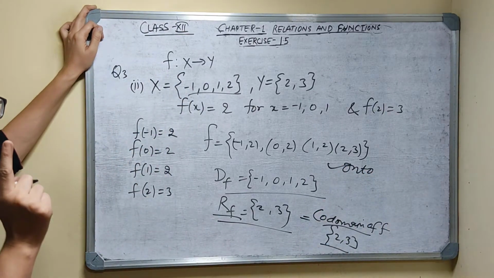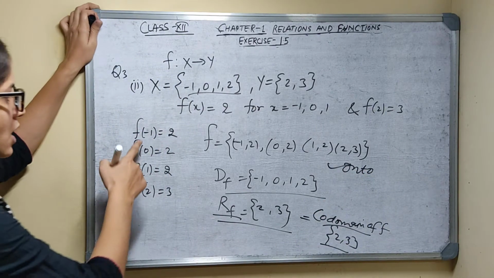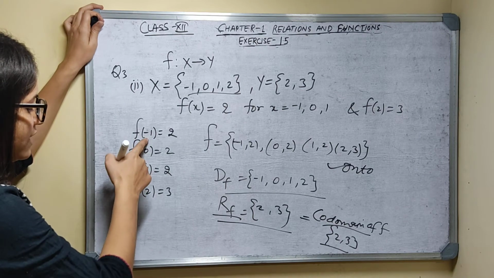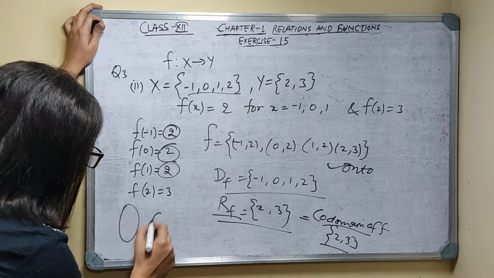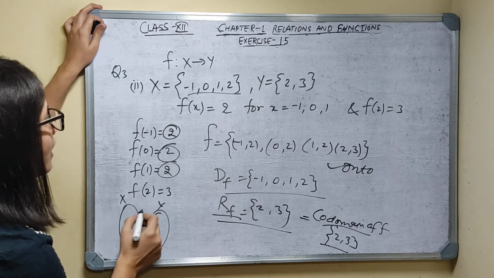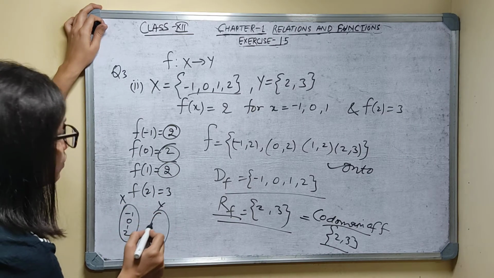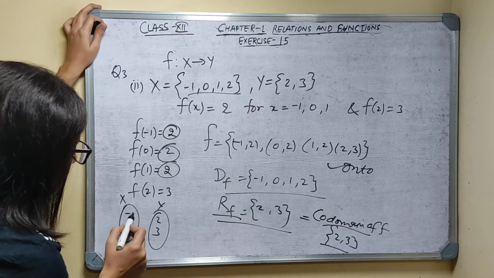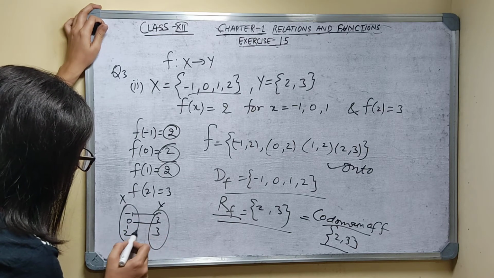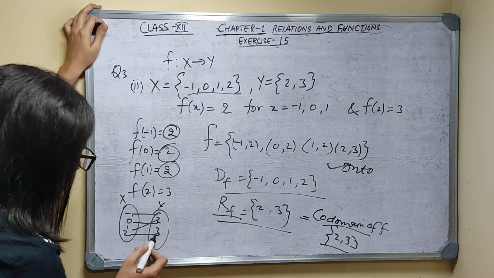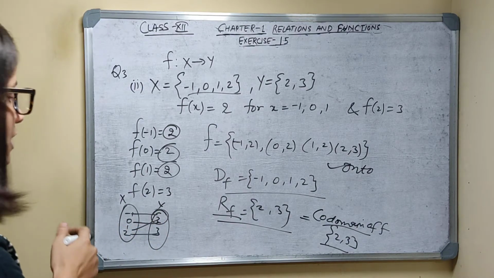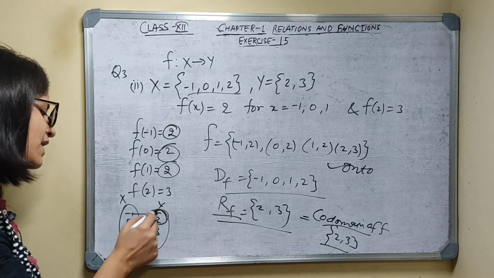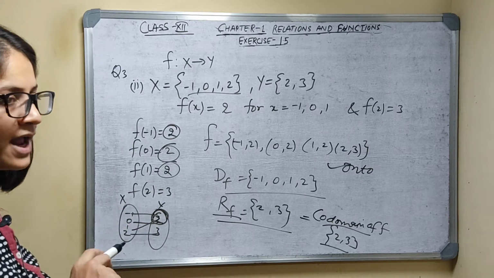But this function is not a one-one function, because different elements minus 1, 0, 1 have the same image 2. If I represent it like this, I will show you. This is X, this is Y. This is minus 1, 0, 1, 2. Here it is 2, 3. So minus 1 is related to 2, 0 is related to 2, 1 is related to 2. So all three distinct elements from domain X have the same image in codomain Y, that is 2.